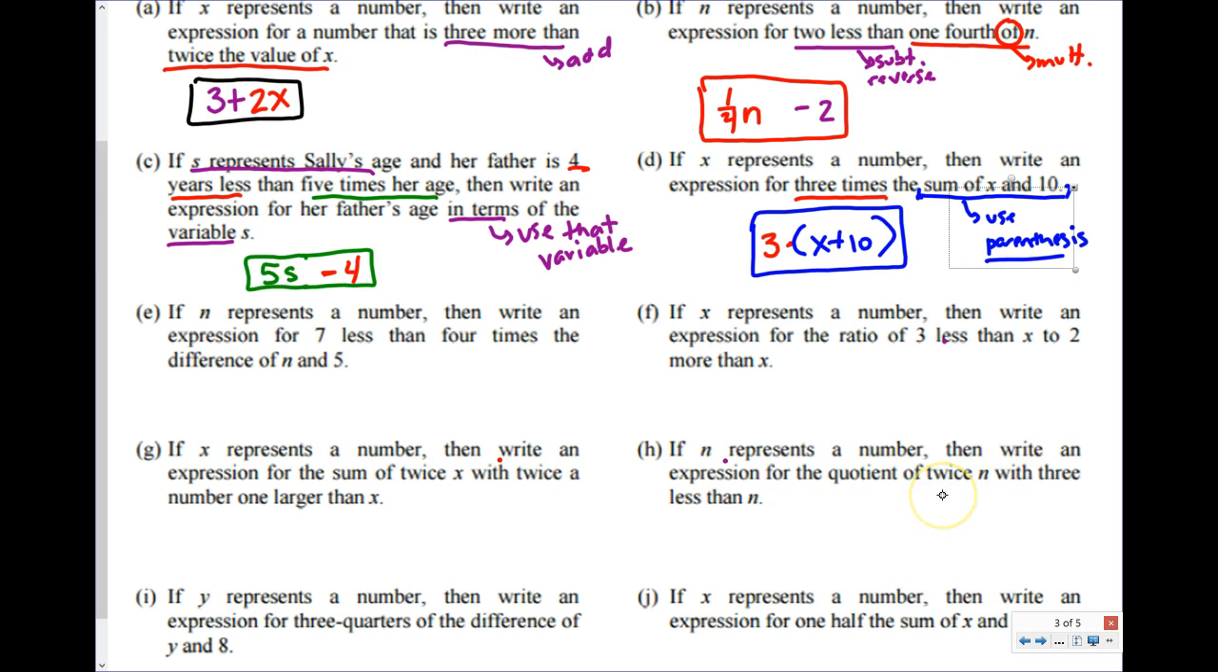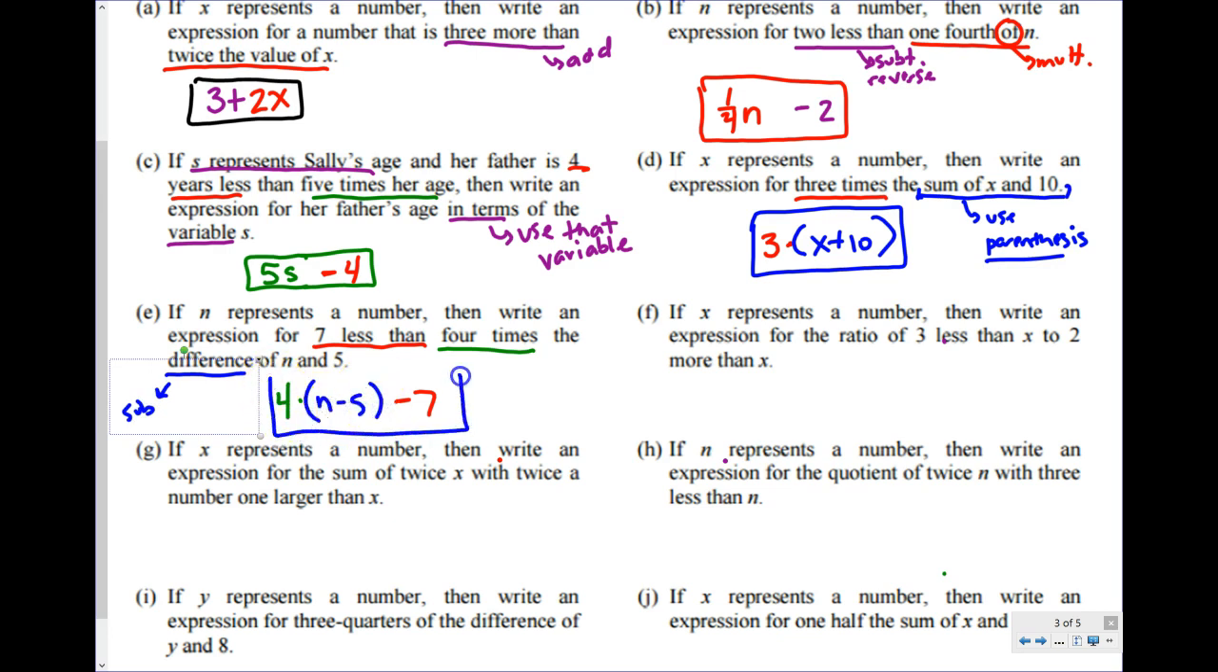Letter E. If n represents a number, then write an expression for 7 less than, so I'm going to have a minus 7. Then what's the next part say? 4 times, okay, so I'm going to have 4 times something, the difference of n and 5. Okay, the difference of n and 5 means I have to subtract, so difference means subtract. So in parentheses here, I'm going to have n minus 5. So 4 times n minus 5 minus 7. So do you see how I'm breaking apart the sentence and translating each bit at a time?